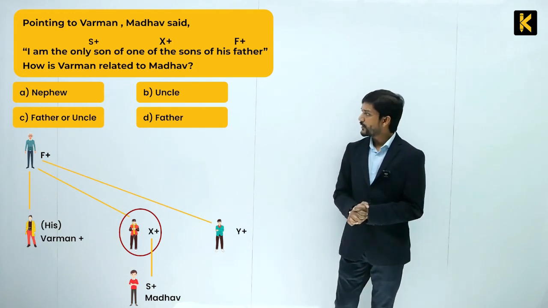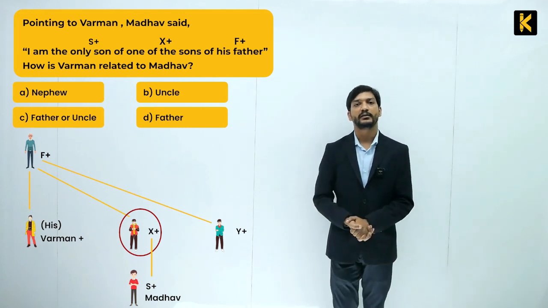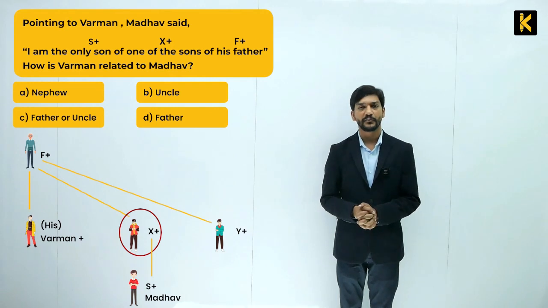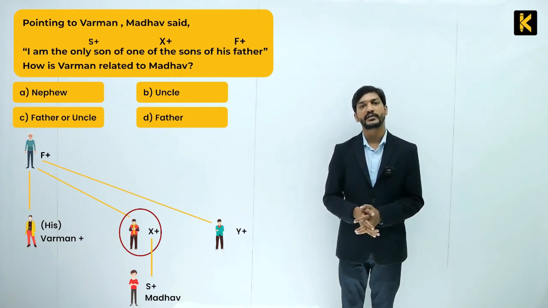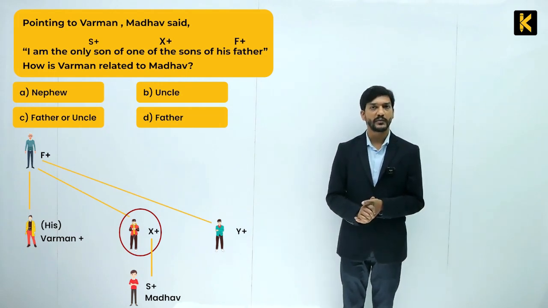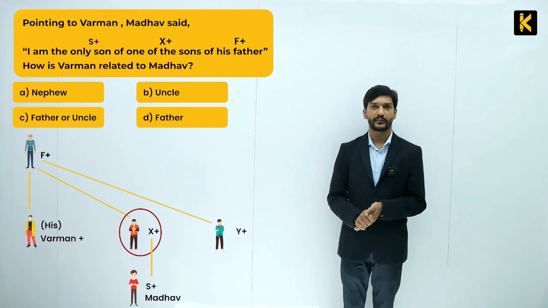All right. So we have drawn the complete diagram. Now once we have drawn the diagram, we have to see the missing relations. So now carefully see please. The question is, how is Varman related to Madhav?